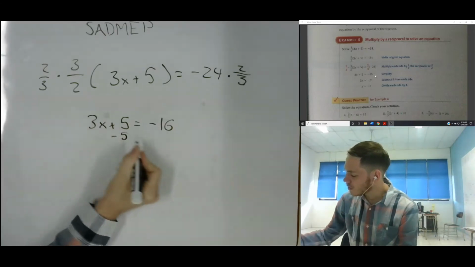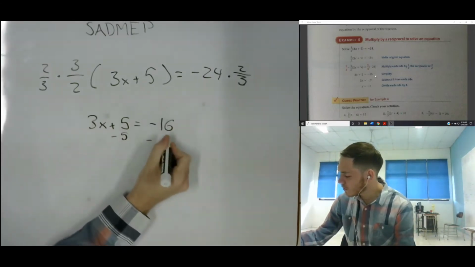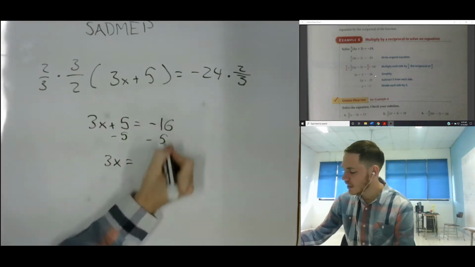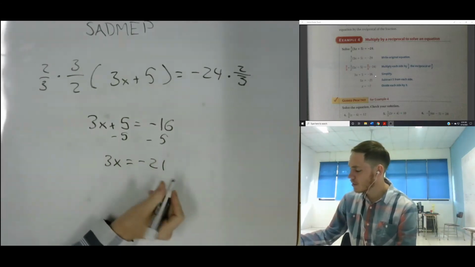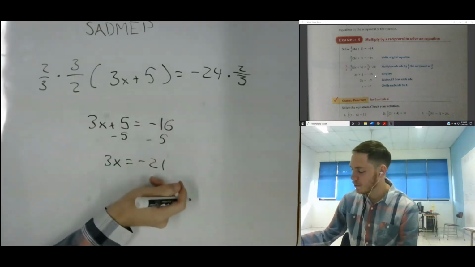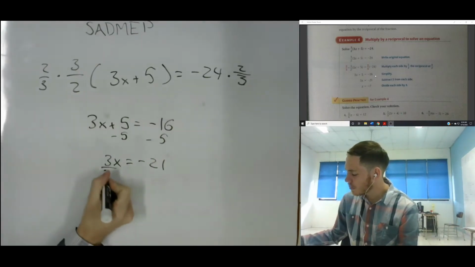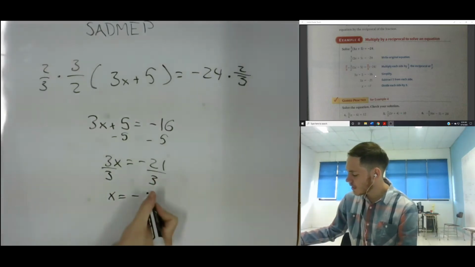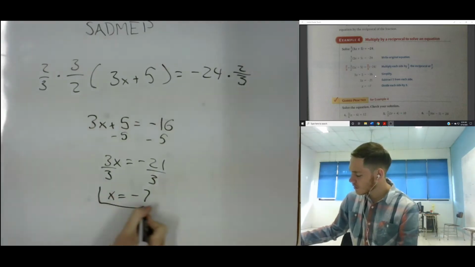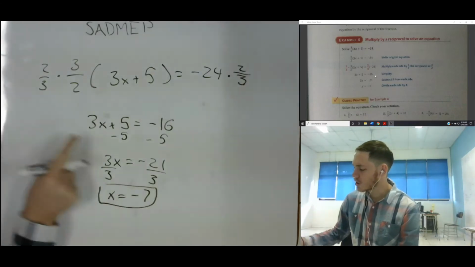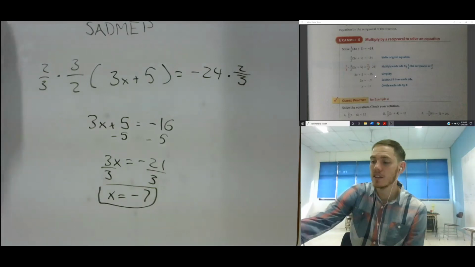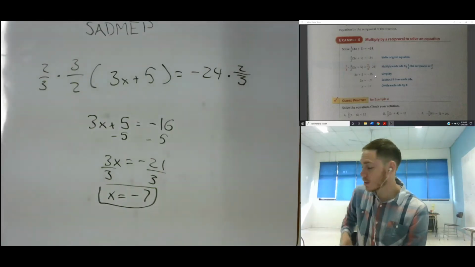So subtract 5 from both sides, we get 3x equals, this is negative 21, remember, two negatives combined, they become more negative. Divide by 3, divide by 3, x equals negative 7. Now make sure you're following the steps, and also check your work. Okay, it's a great way of checking your work.